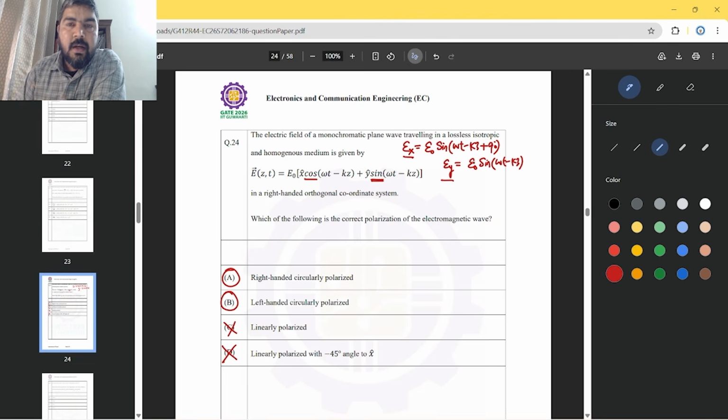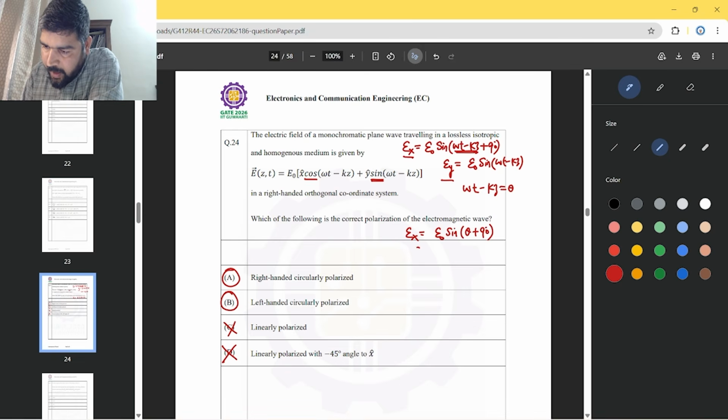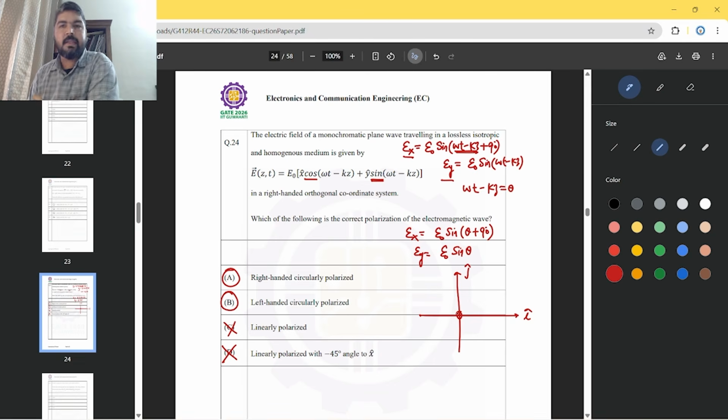Now, how to check whether it is left circularly polarized or right circularly polarized? For that, let's say that omega t minus kz equals theta. So we can write the X component as E0 sine of theta plus 90 and the Y component as E0 sine theta. Now this direction is I cap, this direction is J cap, and the upward direction is K cap. These two waves are traveling in the Z cap direction, or K cap direction.